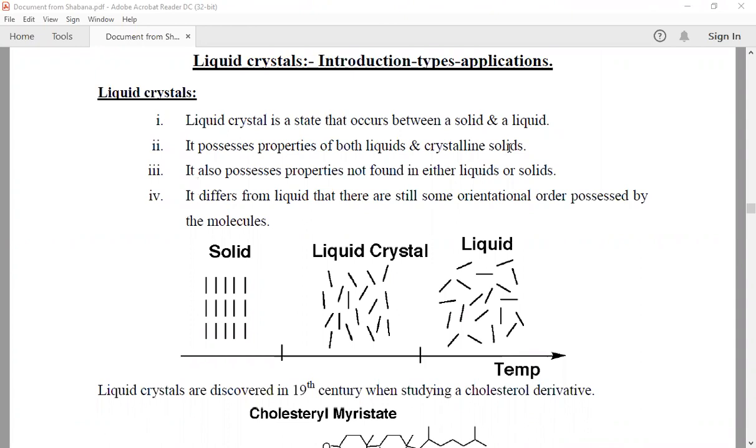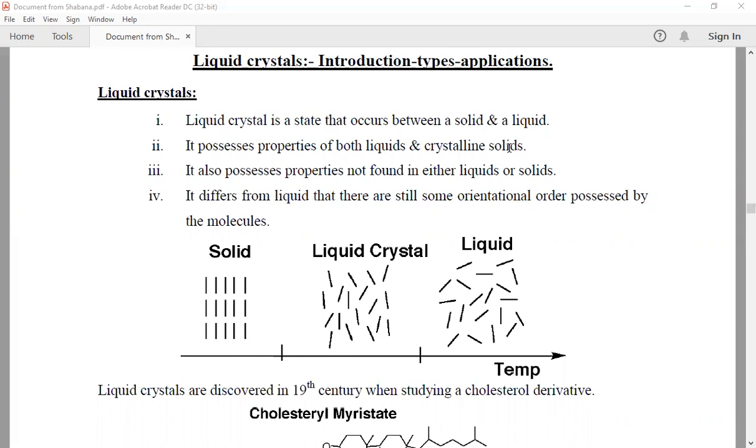Today, I want to discuss liquid crystals. In the last lecture, I explained about the fullerenes, its preparations, properties, and the types of fullerenes. Today, I'm going to tell about the liquid crystal interaction, the types of liquid crystals, the applications of liquid crystals, as well as the properties.